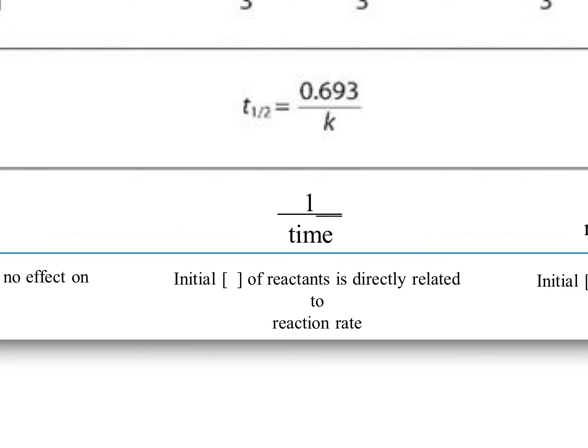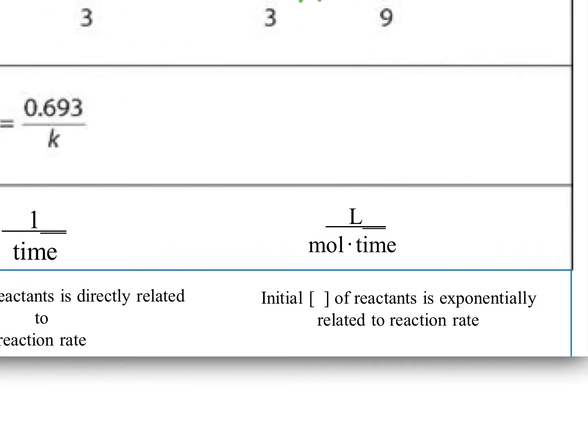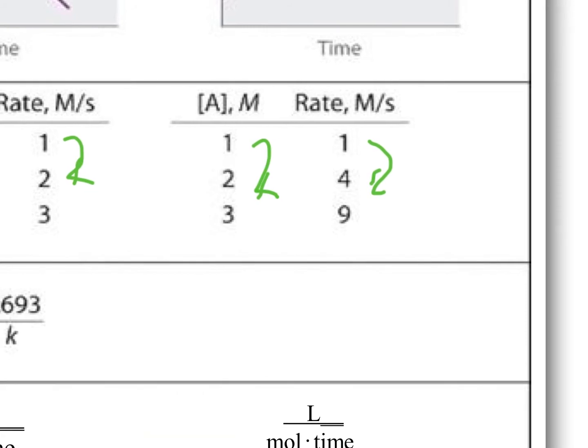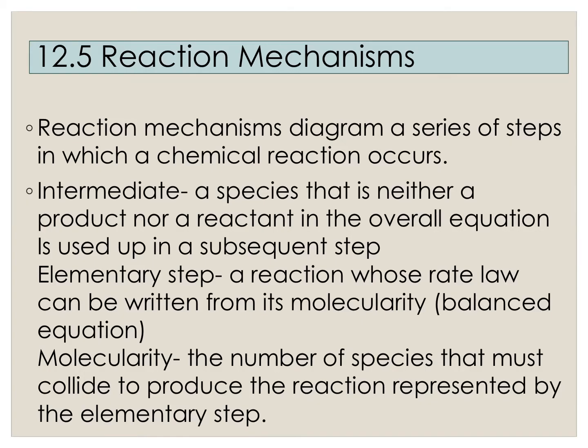This is our M&M lab. Starting out with 100 M&Ms versus 10 M&Ms would have a direct correlation on the rate. And for second order, initial concentration of reactants is exponentially related to the reaction rate. This is why whenever we do our calculations here, doubling this quadruples this, so the exponential difference here would be an exponent of 2. Okay, it'd be second order. Make sure you thoroughly understand all of this. So reaction mechanisms.